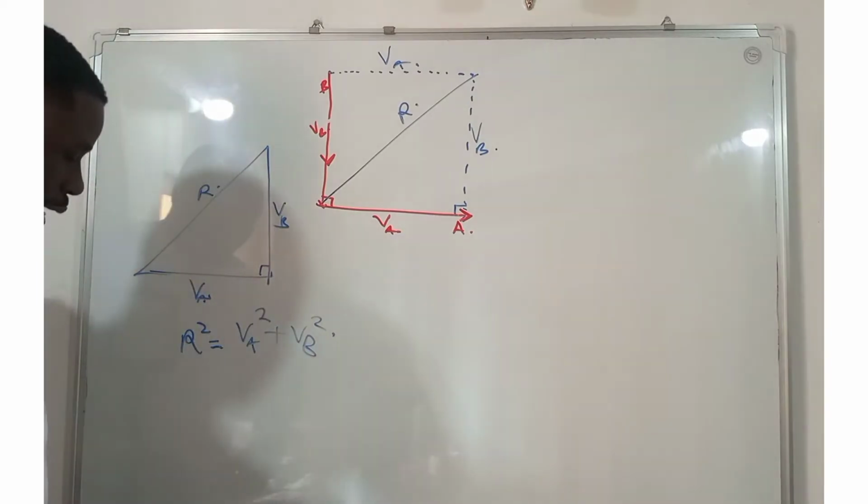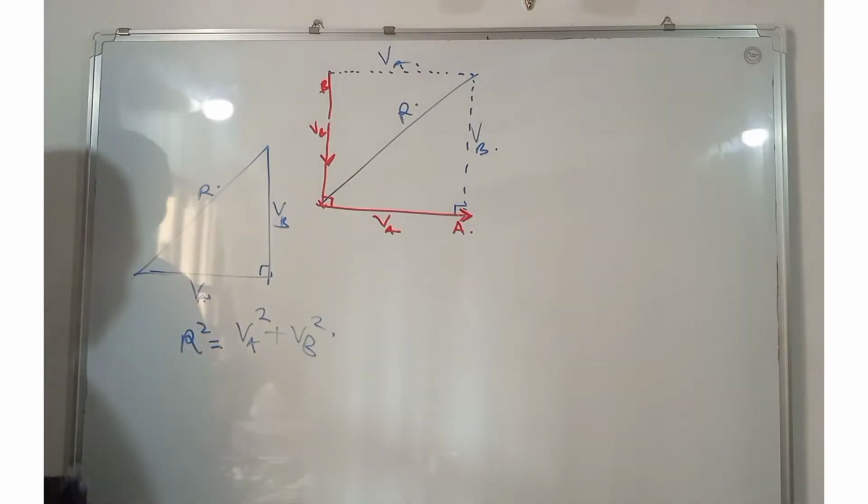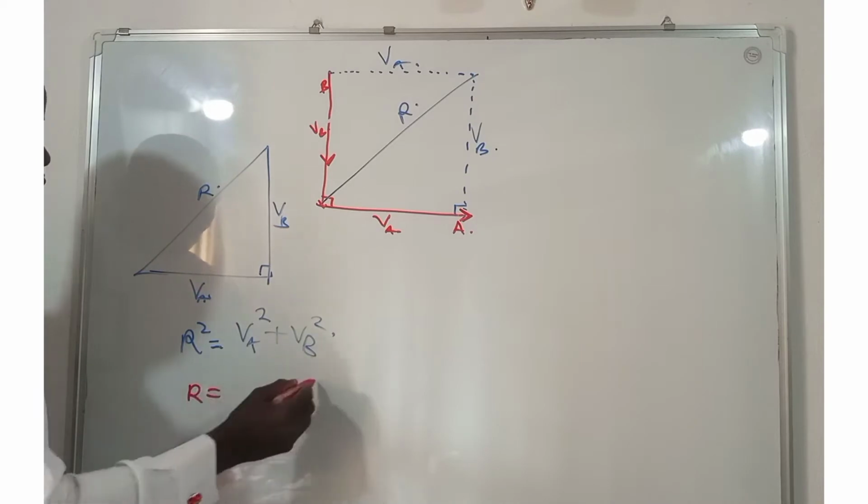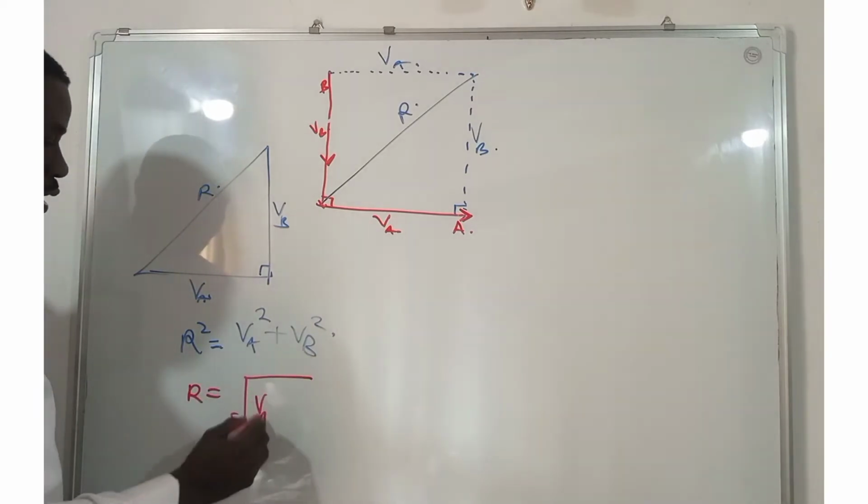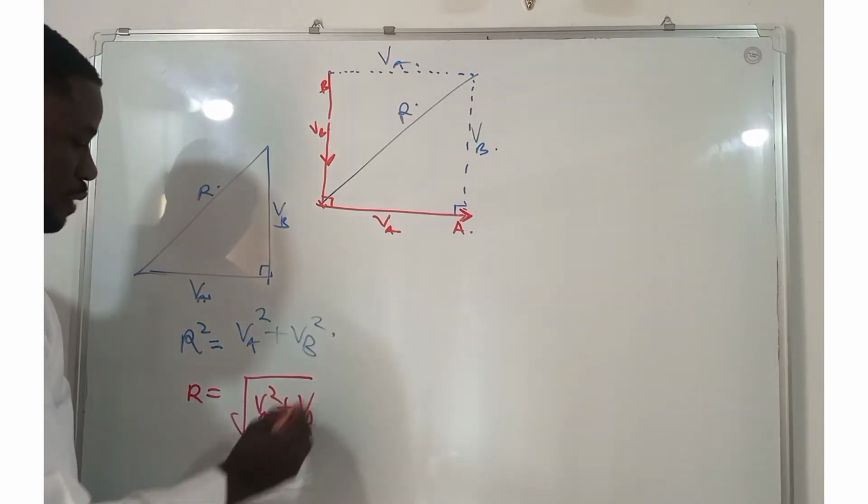So of course, if we go ahead to find the resultant, this R will therefore be equal to the square root of VA square plus VB square.